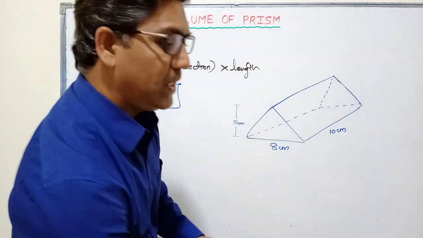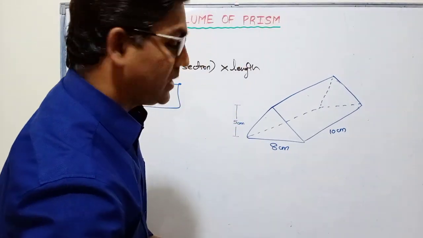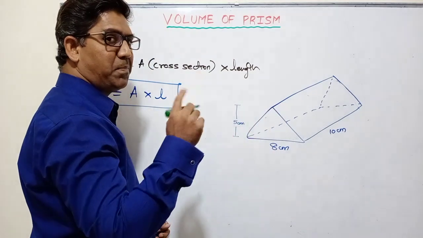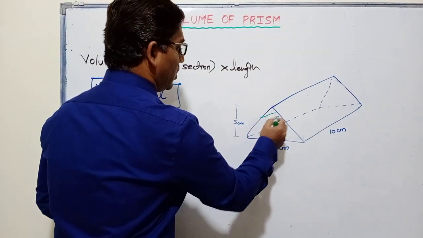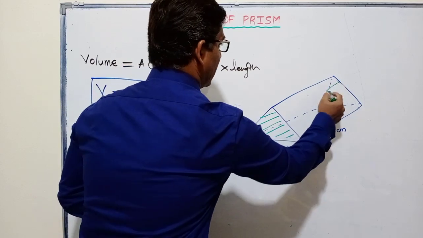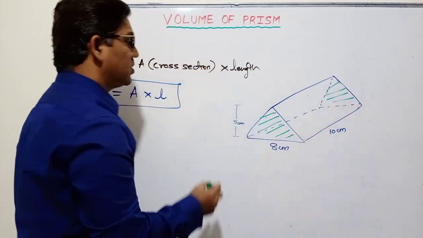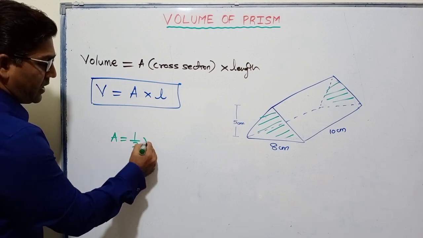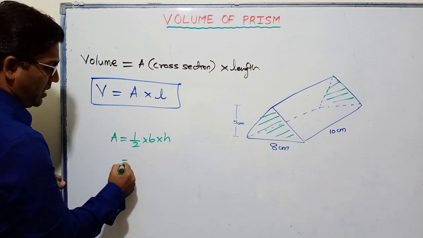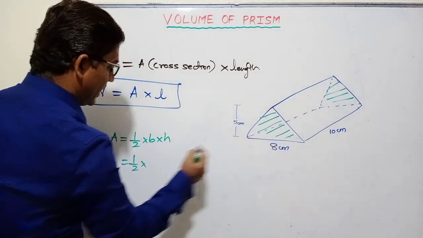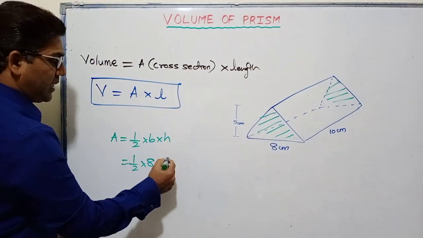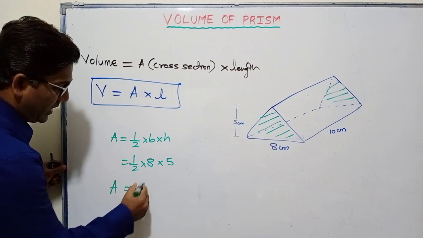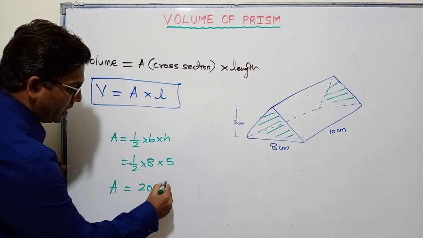Now, in this diagram, it is a triangular prism. Let's shade the cross-sectional area. You can make out the cross-sectional areas are parallel and identical. The shaded part is my cross-sectional area, and it is a triangle. So, let's find the area of the triangle. Area of a triangle is half times base times height. Half times base of the triangle, which is 8, times height of the triangle, which is 5. On simplifying, the area of the triangle is 20 centimeters squared.